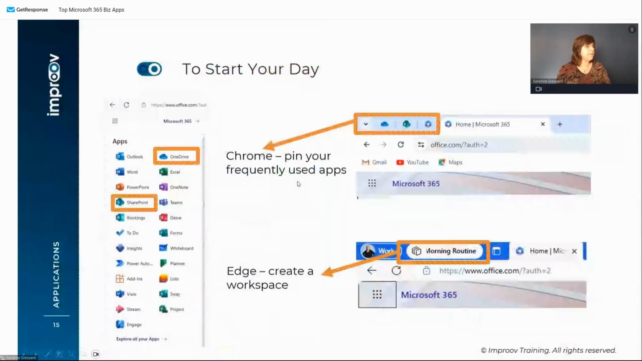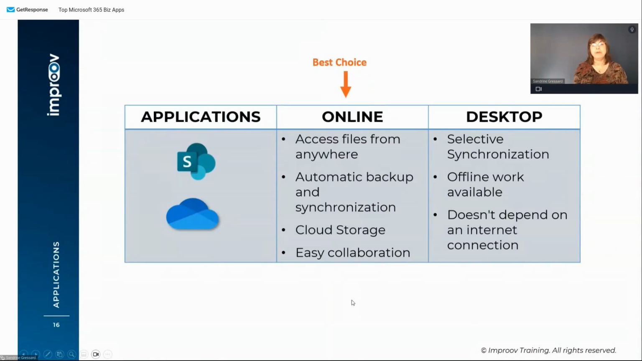So if you're on Edge, you can also create a workspace, call it morning routine, and that will do the same thing. It'll create your tabs for you and pin them for you. So when you're using SharePoint and OneDrive to go and retrieve your files that you saved on your cloud storage, what you really want to do is make sure that you're using the online version and not the desktop version. And the reason why you want to do that is because it allows you to access your files from anywhere online instead of just being at your desktop.